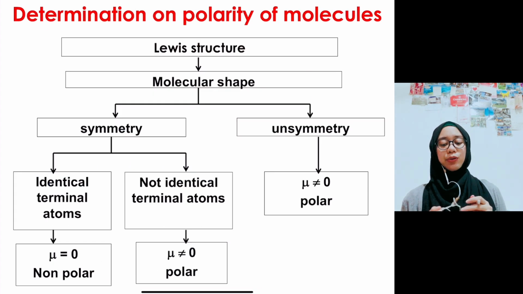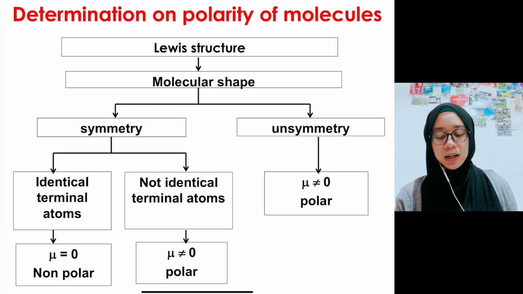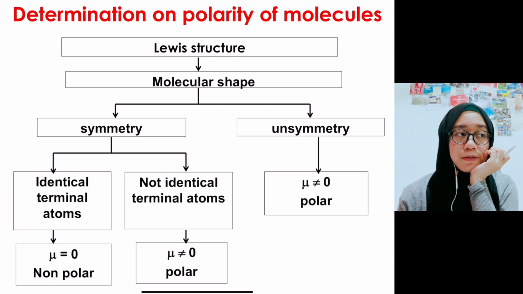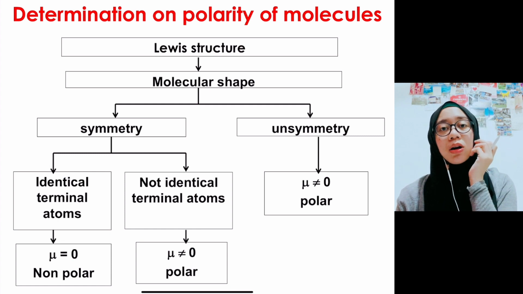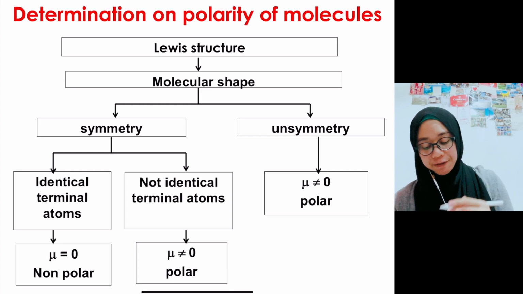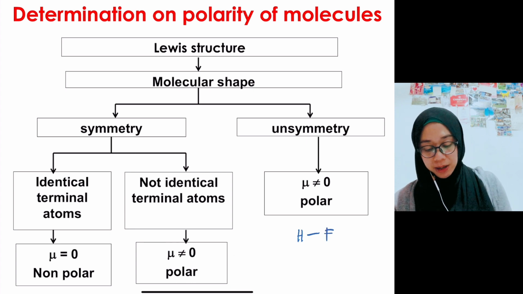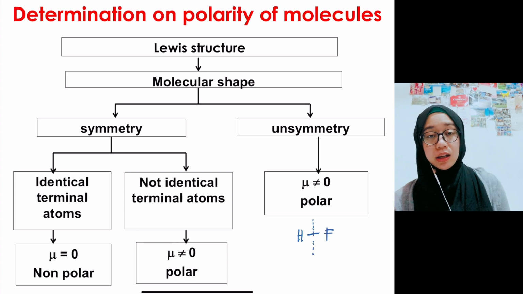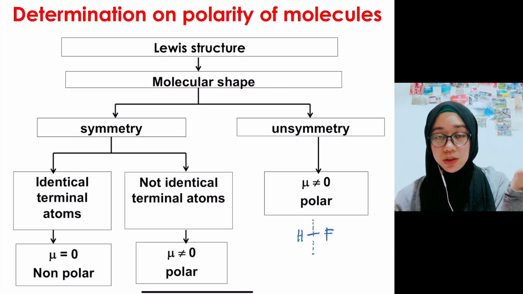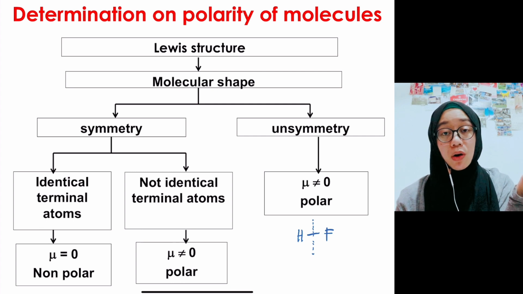So kita boleh guna juga steps ini untuk tentukan. So basically kalau kita tengok ada molecular shape unsymmetry, unsymmetry ni macam HF tadi lah. HF tu tadi memang unsymmetry, sebab bila kamu bahagi dua tengah-tengah, memang kiri kanan adalah berbeza. So obviously itu adalah unsymmetry. So automatically the mu does not equal 0. Therefore it is considered as a polar molecule.